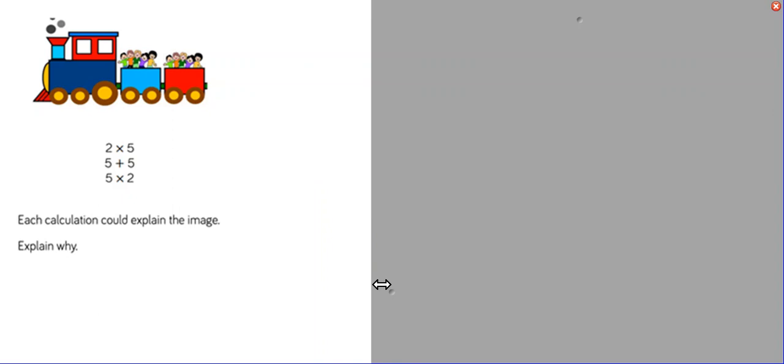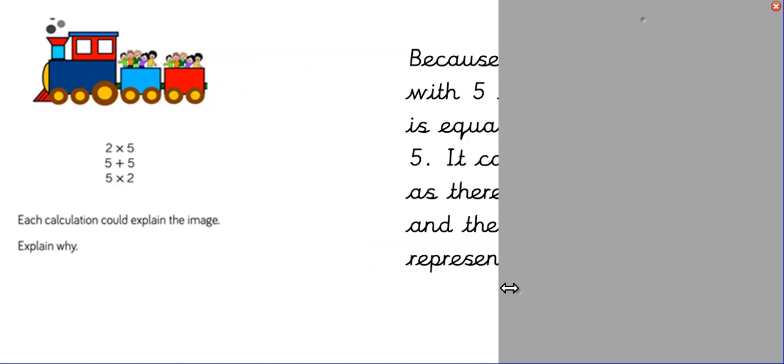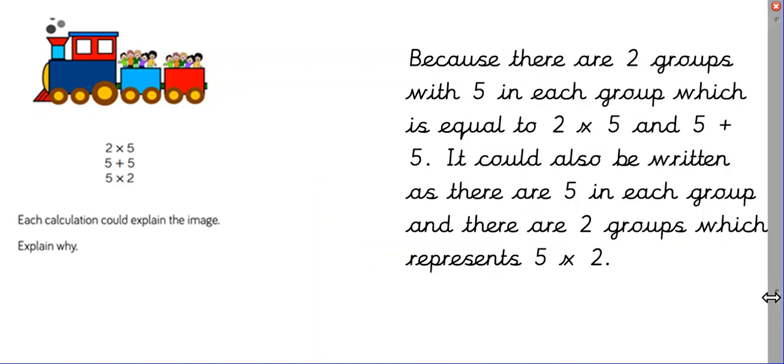Okay, so this one is really quite tricky because you can see it in your head, but you can struggle to explain it sometimes. So this is my explanation. Each calculation could explain the image because there are 2 groups with 5 in each group. So this is equal to 2 times 5 and 5 add 5. It could also be written as there are 5 in each group and there are 2 groups, which represents 5 multiplied by 2. Well done if you kind of got that answer correct. Well done also if you got it fully correct. Don't worry too much if you struggled to explain yourself, because that was a rather tricky question to explain. I'll speak to you again soon.